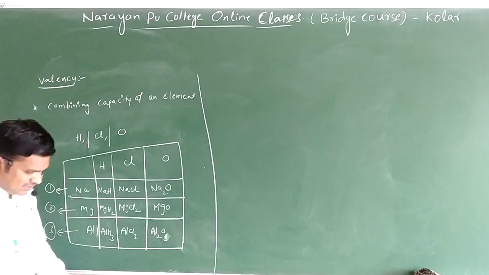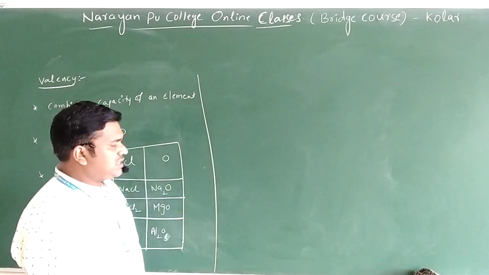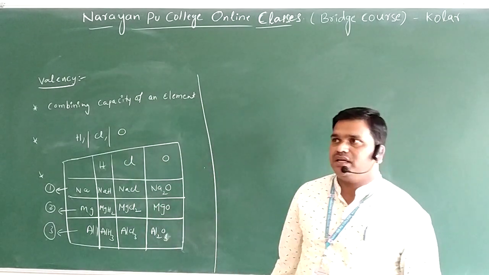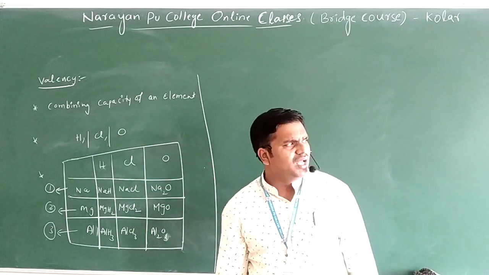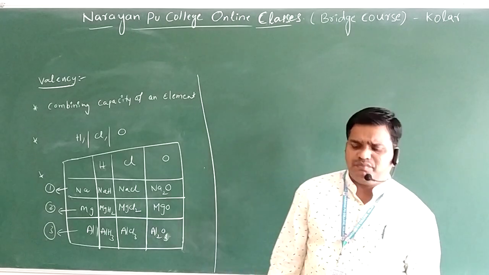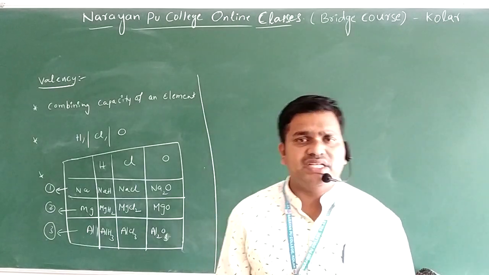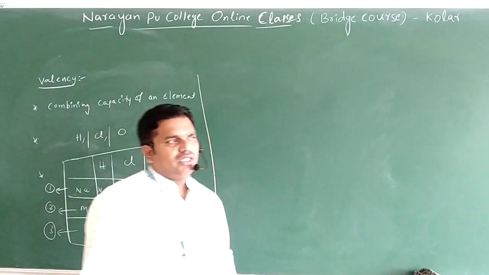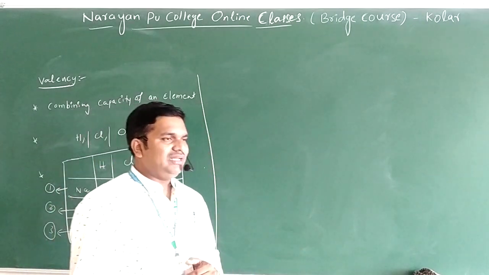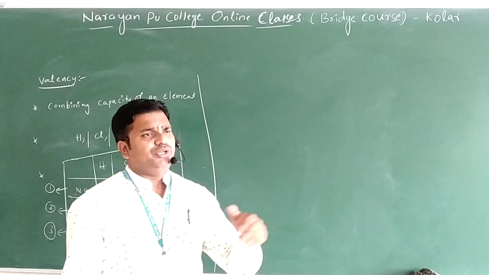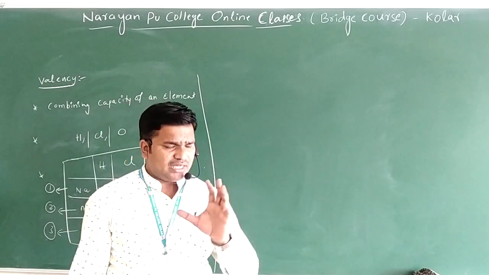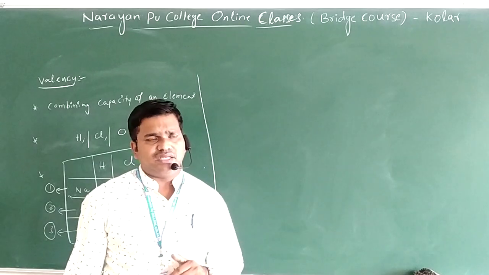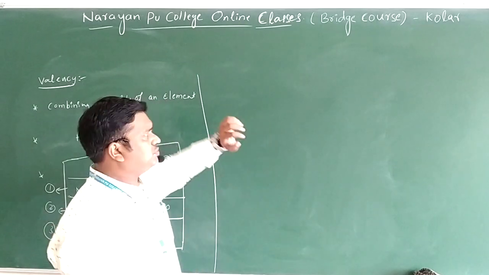Clear? You can recall that periodic properties are already in your SSLC syllabus, in the periodic classification of elements. In that, you can see the groups and periods in the periodic table. Let us concentrate on the groups. Generally, we call them groups 1 to 8. What is the valency of the elements in each? We will discuss now. Clear?